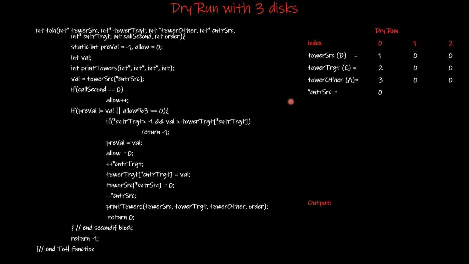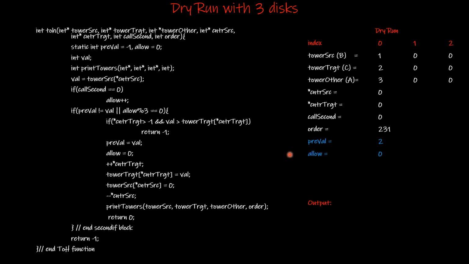Then counter source is set to 0. Okay, this is our source value. Okay, and target again is 0, okay, because we already have an element in C. Next, call second is 0. In this cycle from tower B, this is the first call, therefore there is not a second call, therefore the value is set to 0. Order is going to 2, 3, 1. Preval is set to 2 from the previous function call, the static variable.